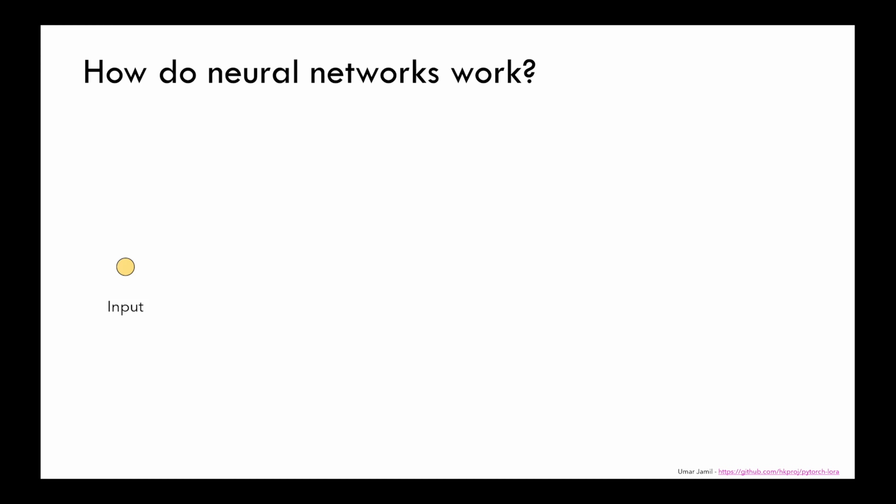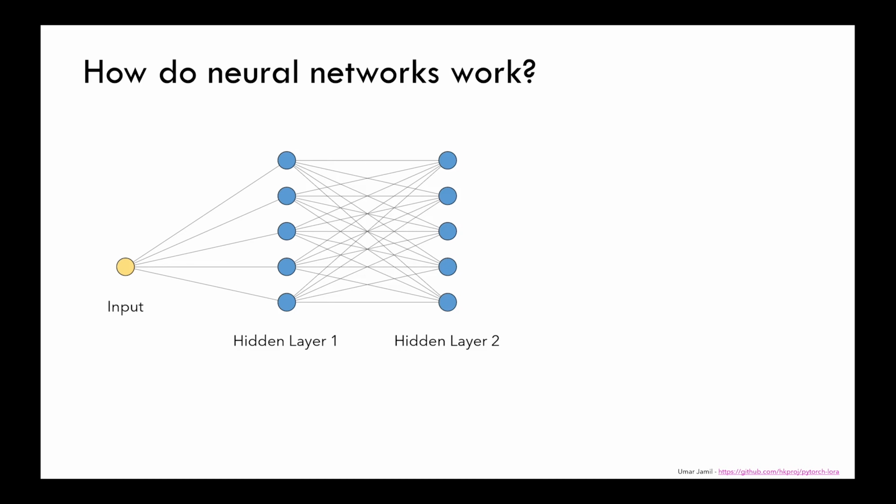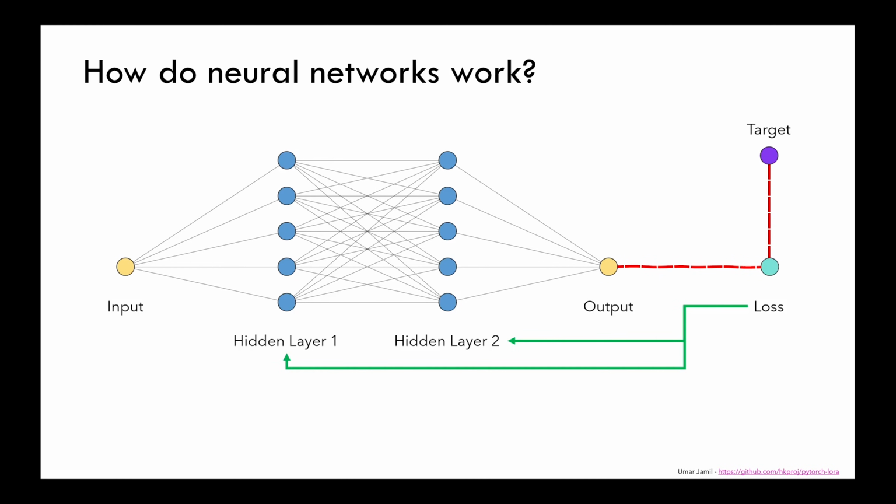Imagine we have some input, which could be one number or a vector of numbers. Then we have some hidden layer in a neural network, which is usually represented by a matrix, but here I show you the graphical representation. Then we have another hidden layer, and finally we have the output. Usually, when we train a network, we also have a target. We compare the output and the target to produce a loss, and finally we backpropagate the loss to each of the weights of all the layers.